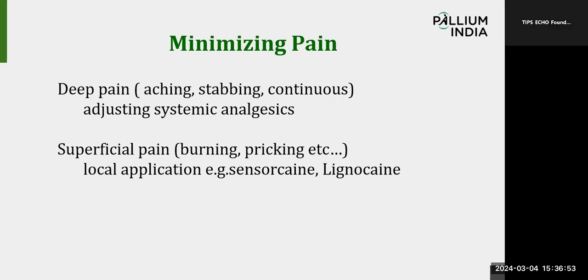Coming to minimizing the pain. There are two different types of pain, as I mentioned earlier. Deep pain, like nociceptive pain: aching, stabbing, continuous. This kind of pain is an example of nociceptive pain. If there is nociceptive pain, systemic analgesics will help. Then you can give some systemic analgesics.